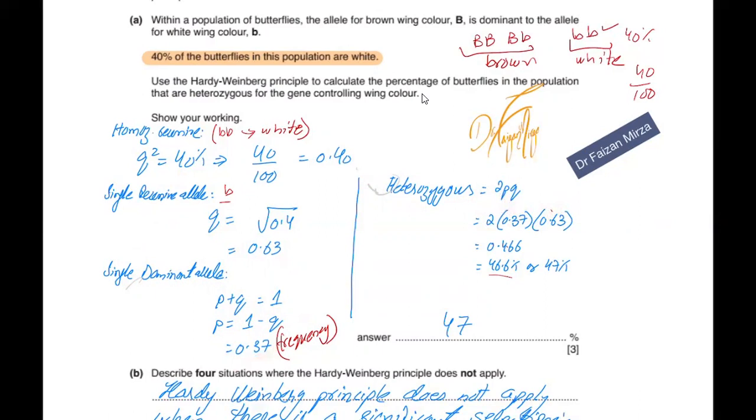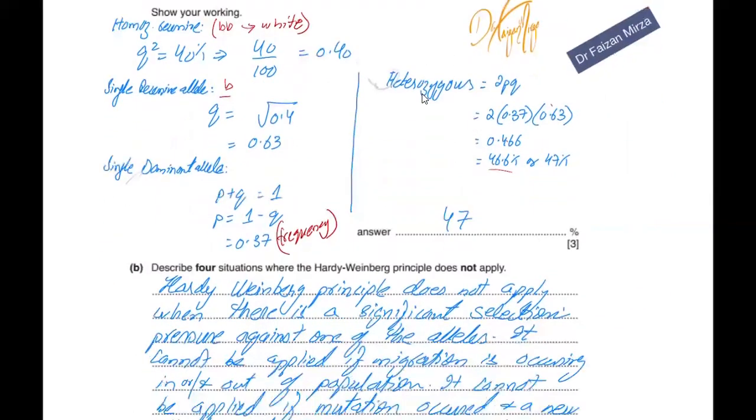So we get the answer of 0.466, which actually is the frequency. Now we just convert it to a percentage. So 0.466 means 46.6%, and we can round it off to 47%. So this is how this question can be done.